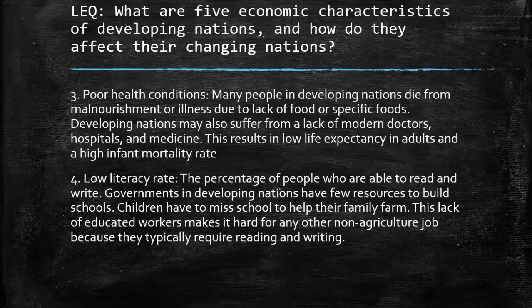All right, the fourth characteristic is a low literacy rate. A literacy rate is the percentage of people who are able to read and write. Governments in developing nations have few resources to build schools. And also, it's not only that there aren't many schools. If there are schools, children have to miss school to help their family farm. Think about characteristic 2, agriculture-based economy and subsistence farming. This lack of educated workers makes it hard for any other non-agriculture job, because they typically require reading and writing.